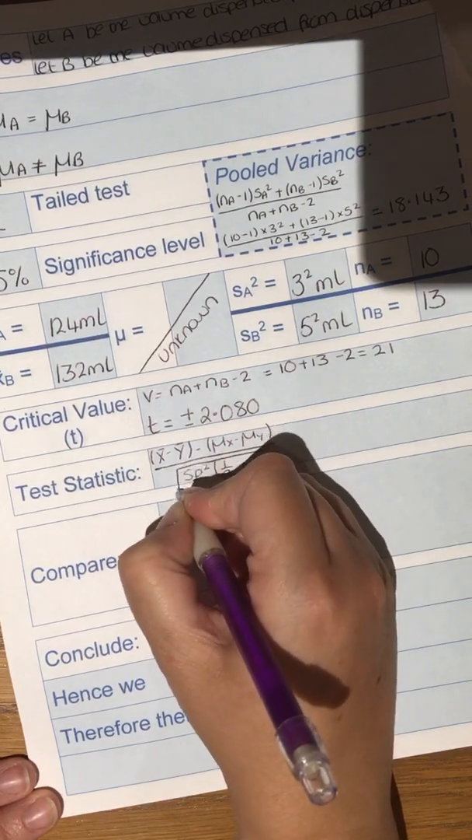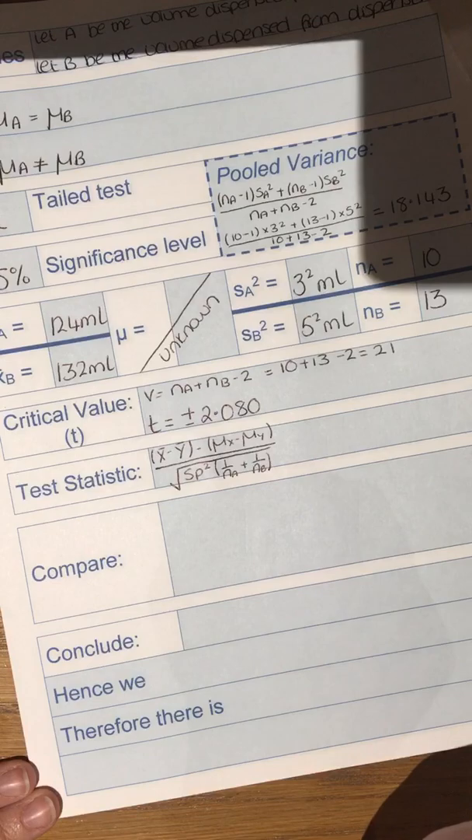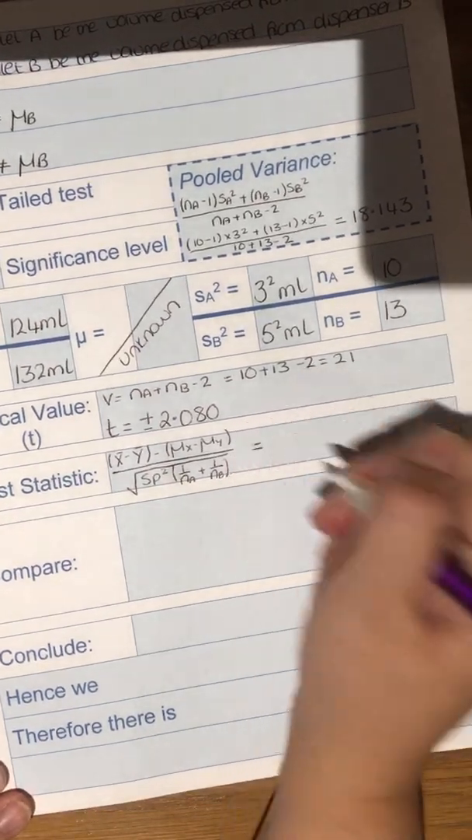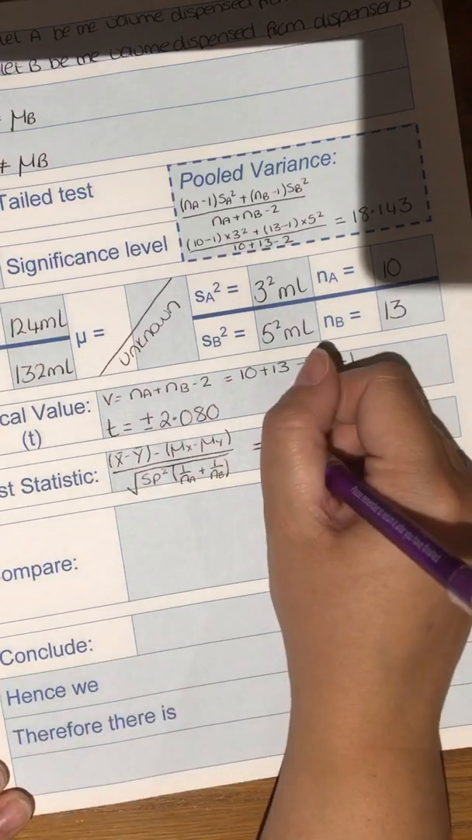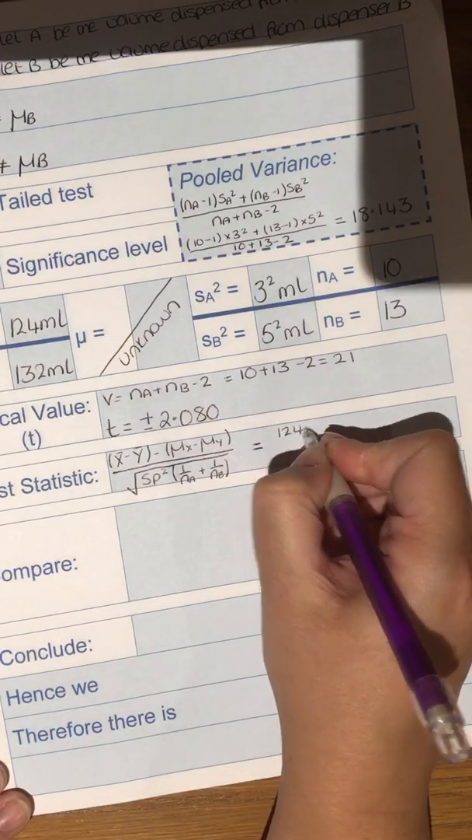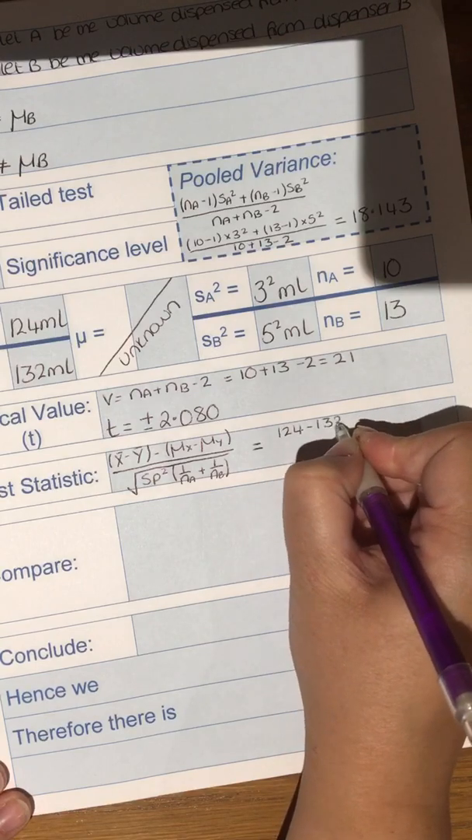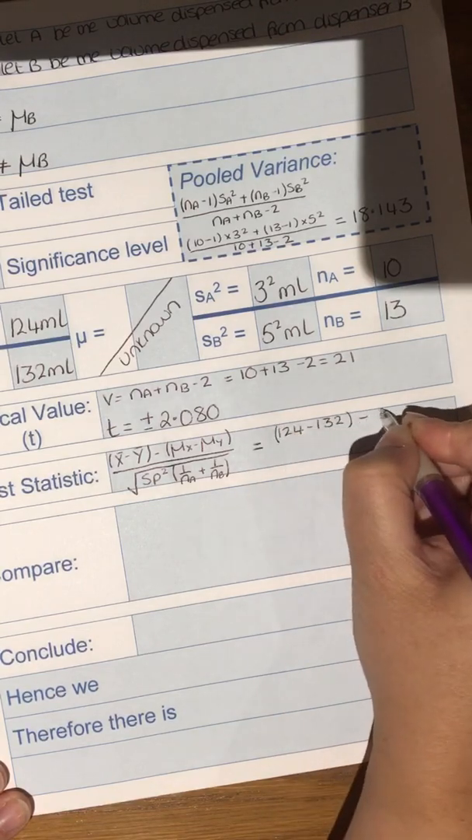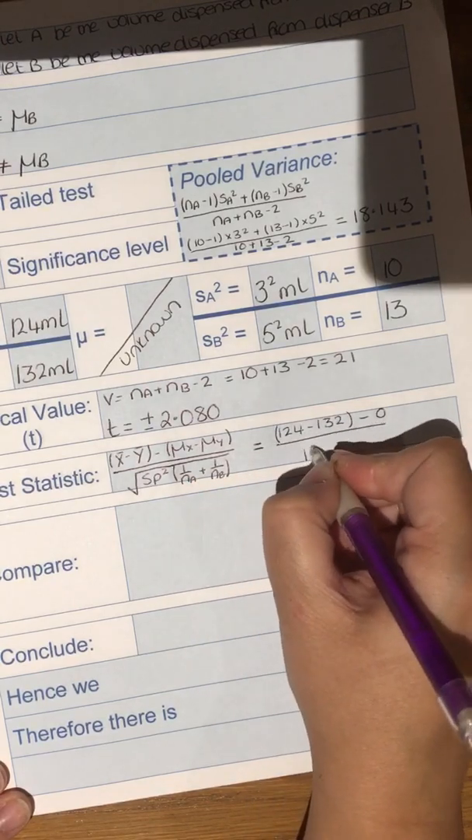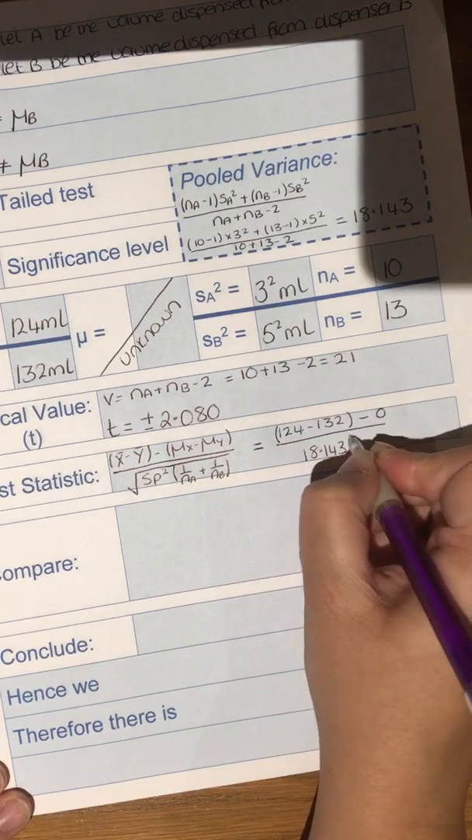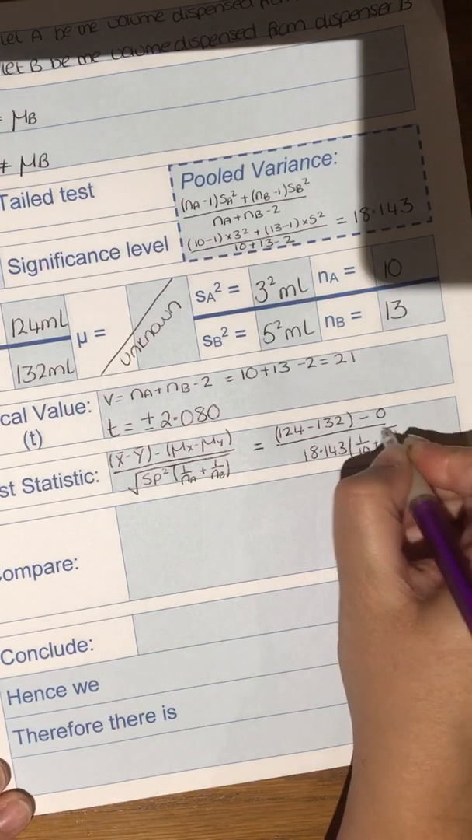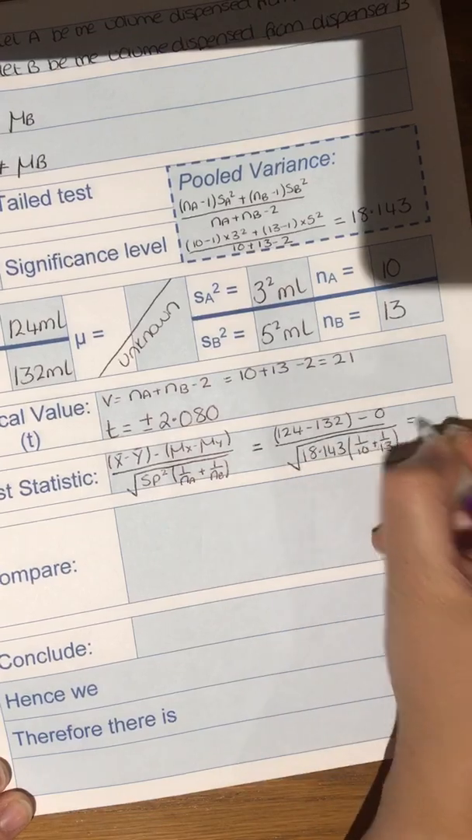Now I know this bit catches some people out with their calculators, so again I will write out the numbers, what we should be putting in, and then I'll show you how to do it on the calculator. So 124 take away 132 minus 0, because they are equal, all over 18.143, 1 over 10 plus 1 over 13, all square rooted.